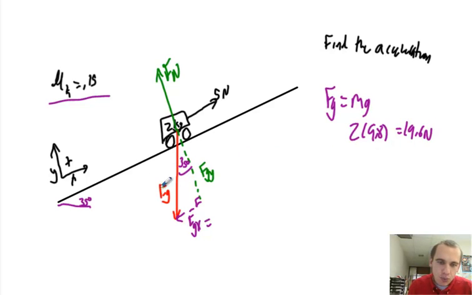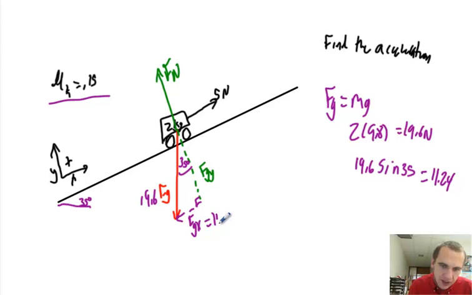So I have this 19.6 newtons here, and I want to know this side of the triangle. That's opposite that angle, so I have 19.6, the hypotenuse, times the sine of 35. And 19.6 times the sine of 35 is 11.24 newtons. So this force down here is 11.24. Now remember, this force actually isn't acting right here. It's acting on the cart along the ramp this way, 11.24. That's the force due to gravity in the x direction.